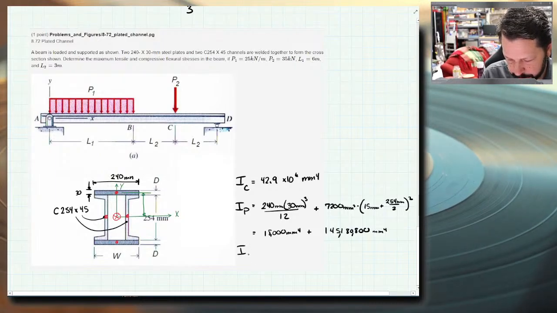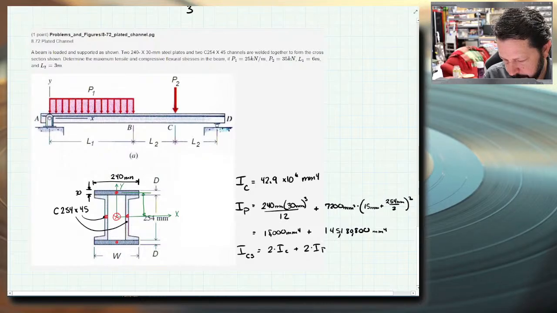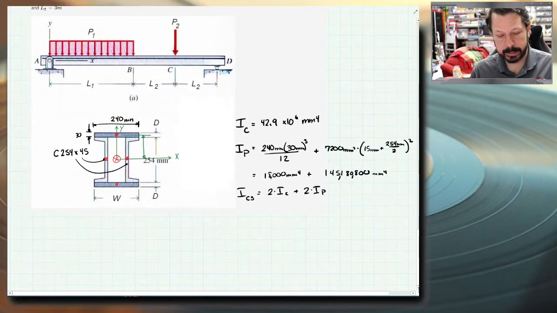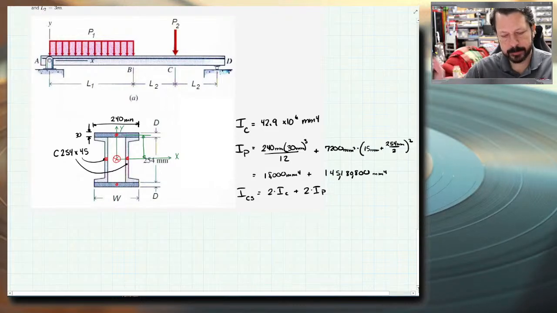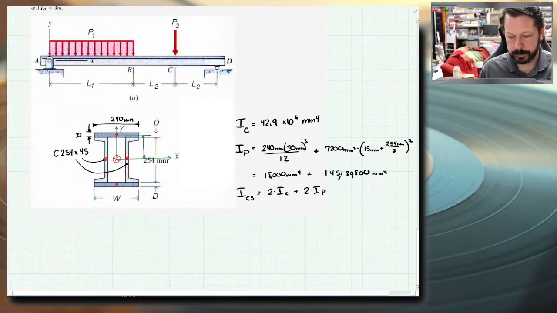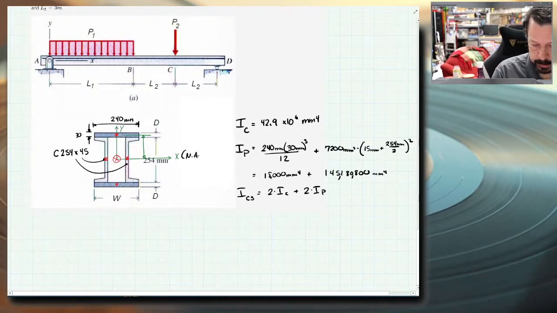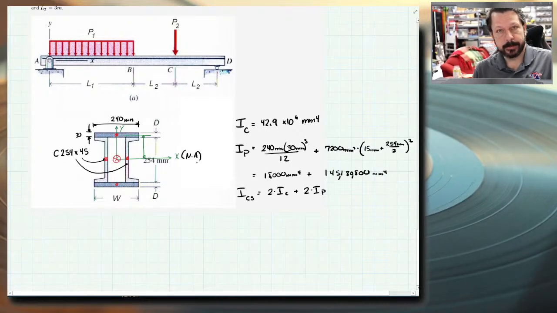And I for our cross section is 2 times I of the C's plus 2 times I of the plates. So the channels and the plates, and there's 2 of each. They're identical as far as their shape and dimensions, and they are equal distances from the neutral axis for the whole thing. Remember, the neutral axis is right here in this one. So I just multiply them by 2. I don't need to do them separately.